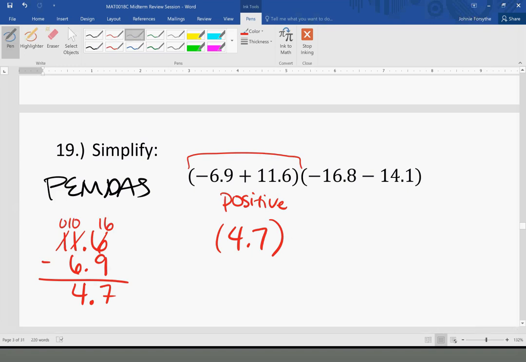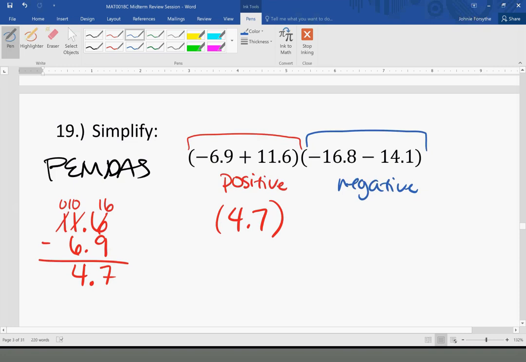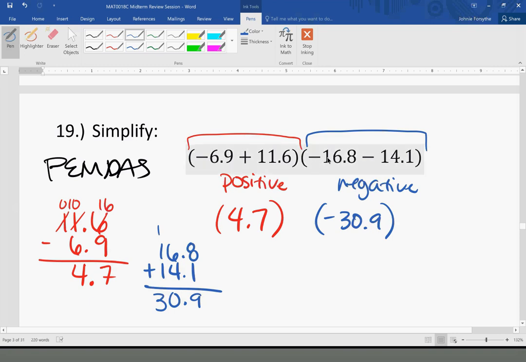Okay, let's look at this next one. Negative 16.8 minus 14.1. So we have the same signs. So we're going to add and keep the sign. That's going to be a negative answer. So let's add up 16.8 to 14.1. So 8 plus 1 is 9. Drop the decimal. 6 plus 4 is 10. Carry the 1. 1 plus 1 plus 1 is 3. This is going to be a negative 30.9. And the reason why it's negative is because we have the same signs. So we add and keep the sign.